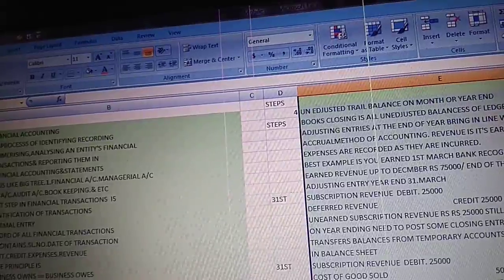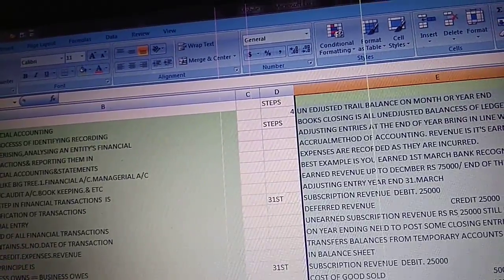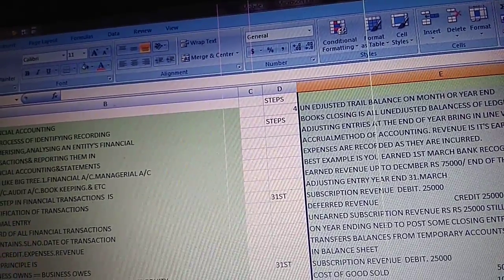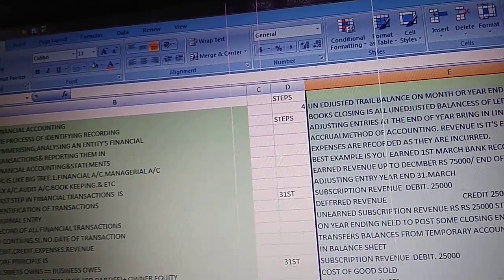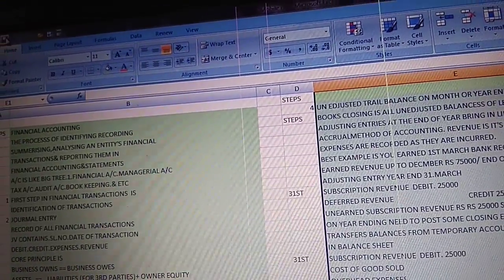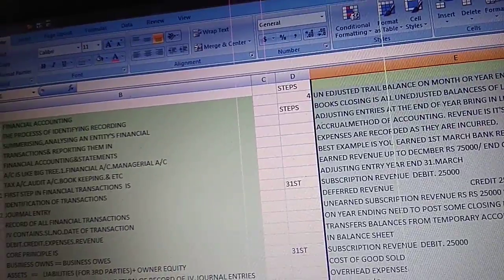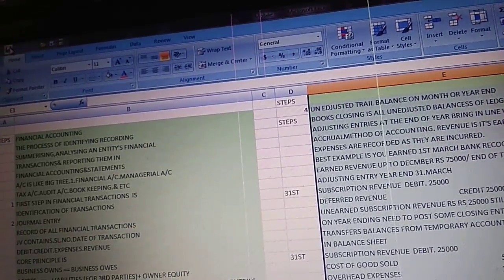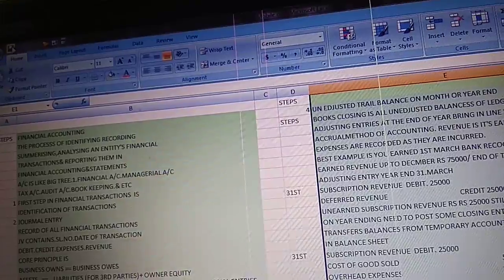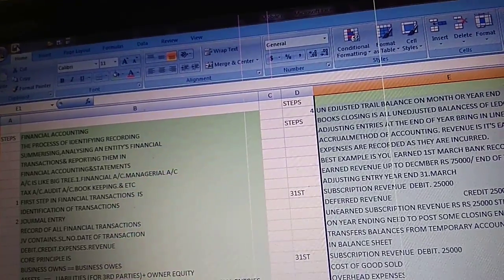That is called deferred revenue. The credit showing on your books is 25,000. Unearned subscription revenue of rupees 25,000 is still a liability account.